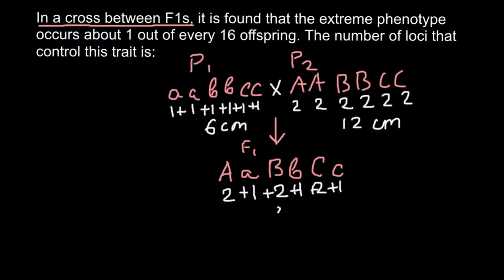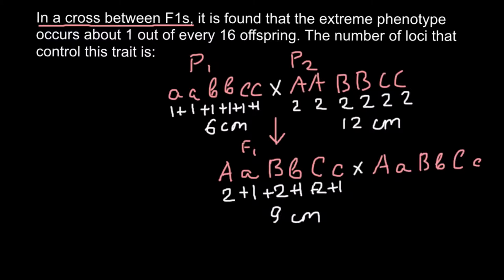So all the F1 generation plants would be uniform. All of them would be heterozygous for all three loci, and all of them would be 9 centimeters tall. But if we cross the F1 generation among itself, we can call it self-pollinate. What that basically means is that we have to cross this genotype with the same genotype, with capital A small a, capital B small b, and capital C small c. And of course this plant, because it is the same genotype as this one, also would be 9 centimeters.